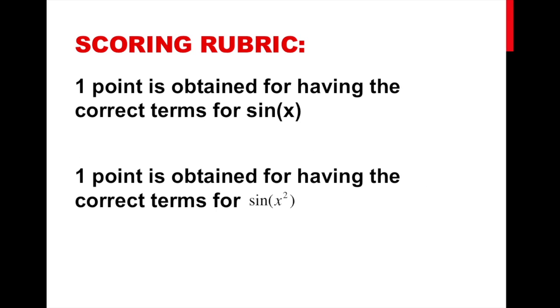The scoring rubric for part A is as follows. 1 point is obtained for having the correct terms for sine of x, and 1 point is obtained for having the correct terms for sine of x squared. No partial credit is given for this problem, so make sure to solve each term correctly.